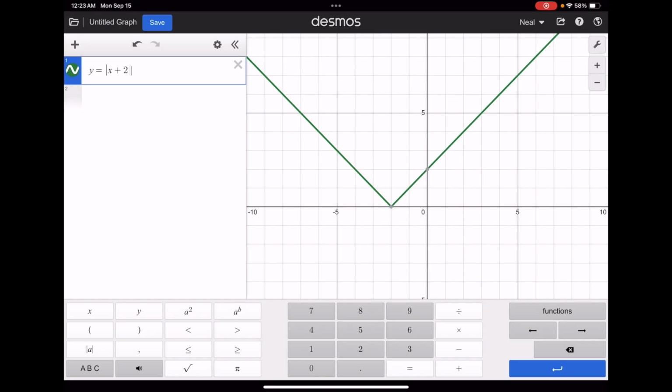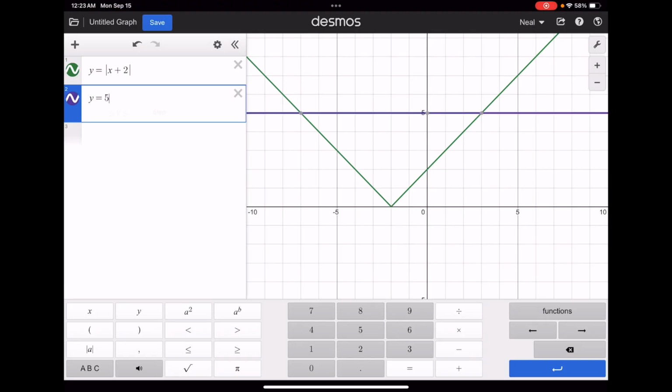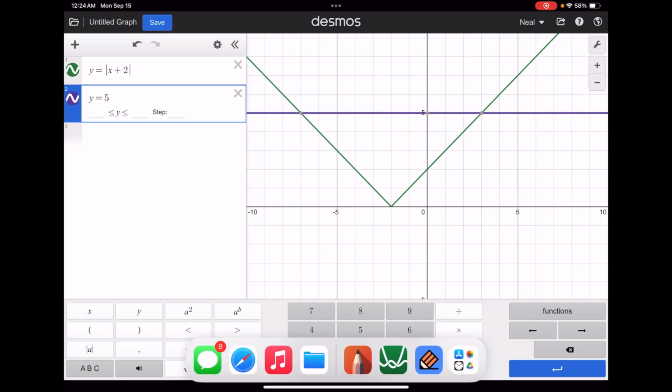And don't worry about how the graph is shifting. That's the left side of the equation. And then I would type in the right side, y equals 5. You can think about how it's shifting, but for right now, don't worry about that part. And so then there's the graph that you would analyze. I'm going to go back to the other screen so I can write on it.